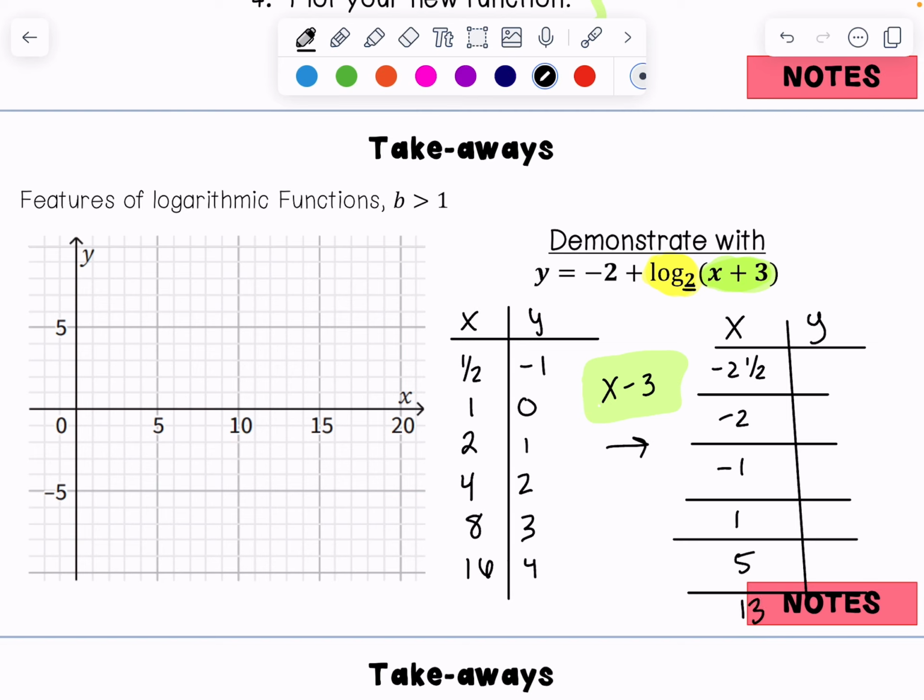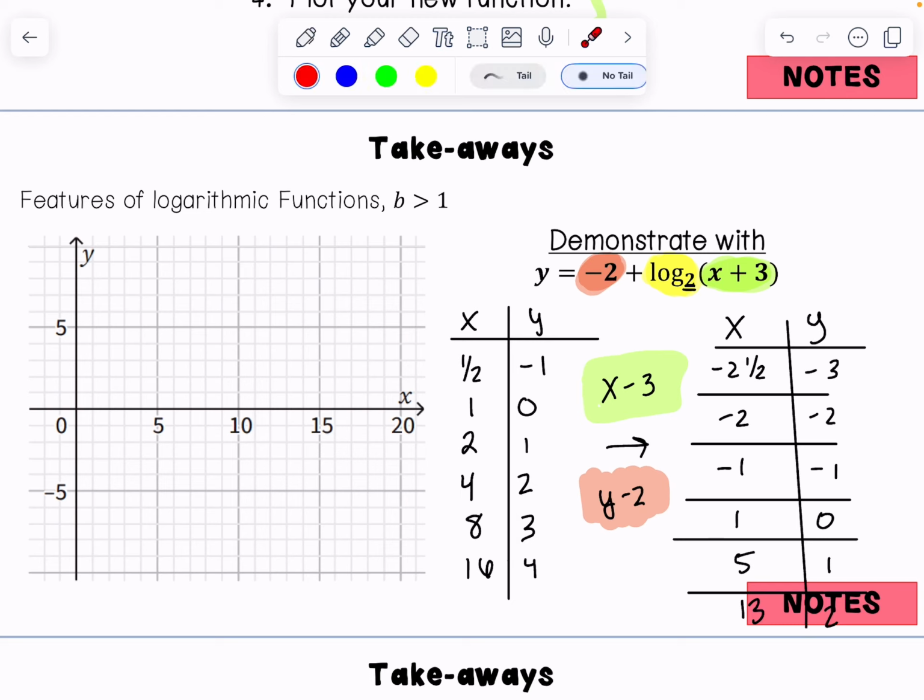So now that I have those, I can look at my y values. This a value out here tells me what to do to my y's. And because it's outside, it does it exactly the same. It's normal. So I'm going to take my y values and I'm going to subtract 2 from them. So now I'm going to take these, and I'm just going to subtract 2. So that gives me negative 3, negative 2, negative 1, 0, 1, and 2.